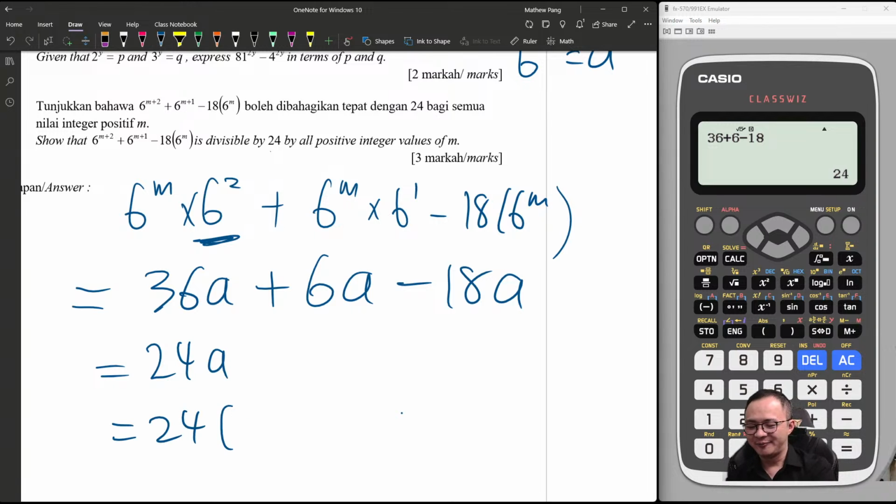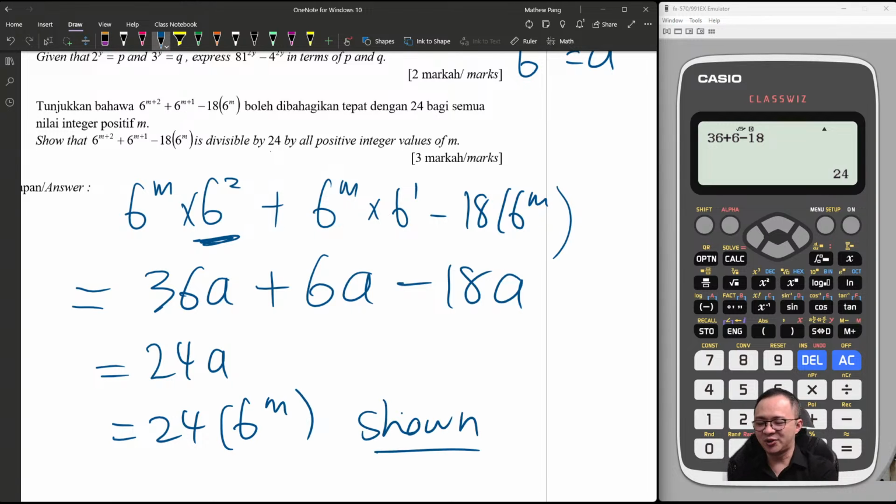6 power m. Sure. Because I already have a 24 beside it. So obviously it can be divisible by 24, isn't it?